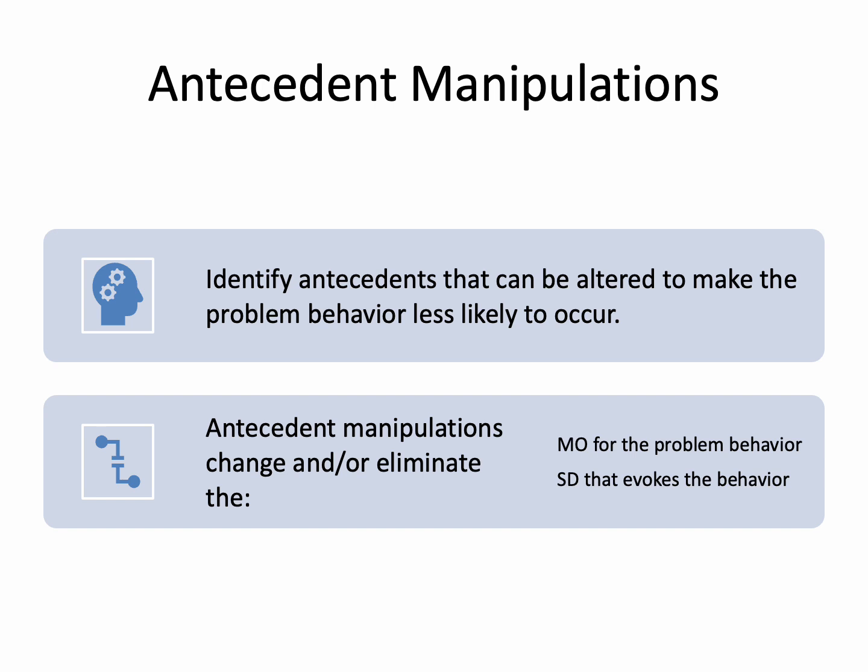And then we also want to reduce, or remove, SDs that evoke the behavior. Those SDs are what we previously learned are signals that let you know that reinforcement is available for engaging in a behavior. So if we have these SDs present in our environment, and if the MO is also present, then we are likely to want to engage in a particular behavior. So we want to reduce or remove the SDs that evoke behavior. And I have some examples of what this could look like.